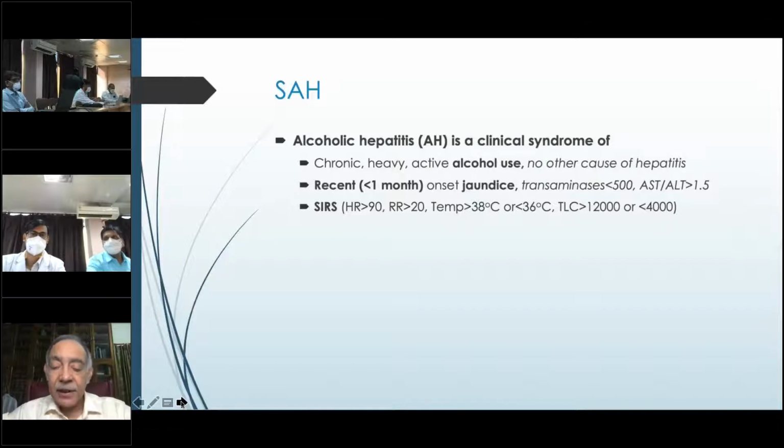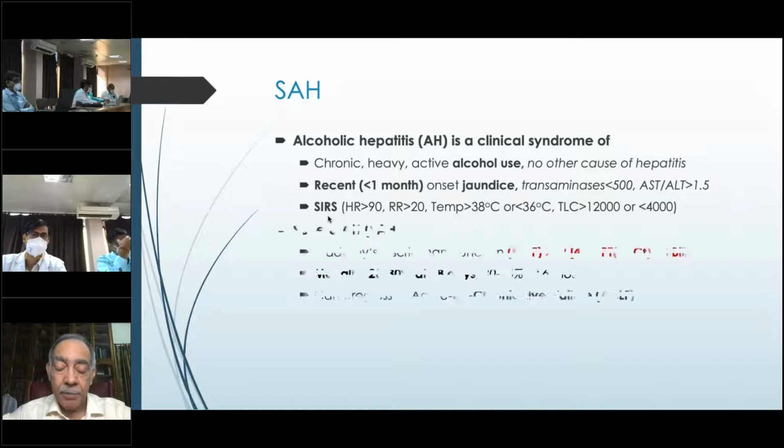Alcoholic hepatitis is a clinical syndrome of chronic heavy alcohol use which results in hepatitis when no other cause of hepatitis is present. Jaundice is usually the hallmark of its presentation, which is of short duration. The enzyme levels are generally below 500 with the AST-ALT ratio of more than 1.5. And features of the systemic inflammatory response syndrome, as shown here, two or more of these features are generally present.